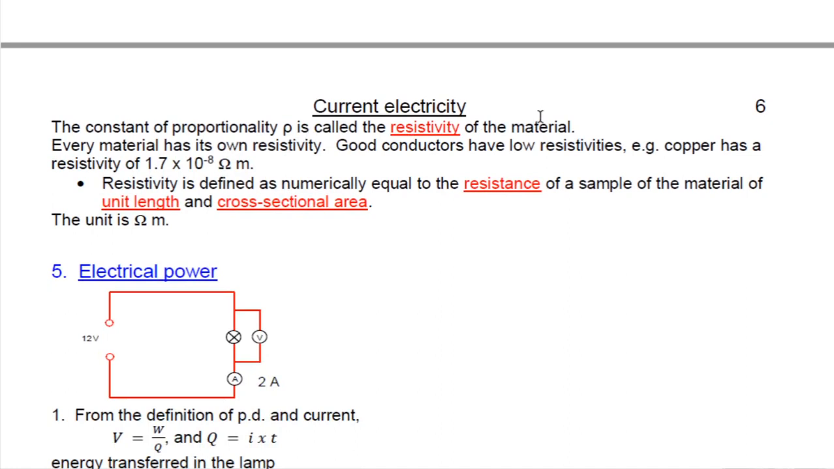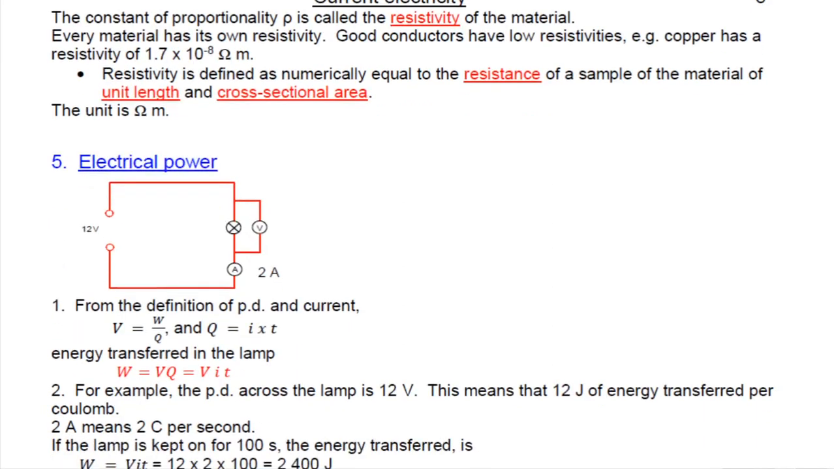Remember we said that R is proportional to L, and R is inversely proportional to A. So the constant of that proportionality is called resistivity. Every material has its own resistivity. Good conductors have low resistivities, e.g. copper has a resistivity of 1.7 times 10 to the power of minus 8 ohmmeters. Resistivity is defined as numerically equal to the resistance of a sample of material of unit length and cross-sectional area, and the unit is ohmmeters.